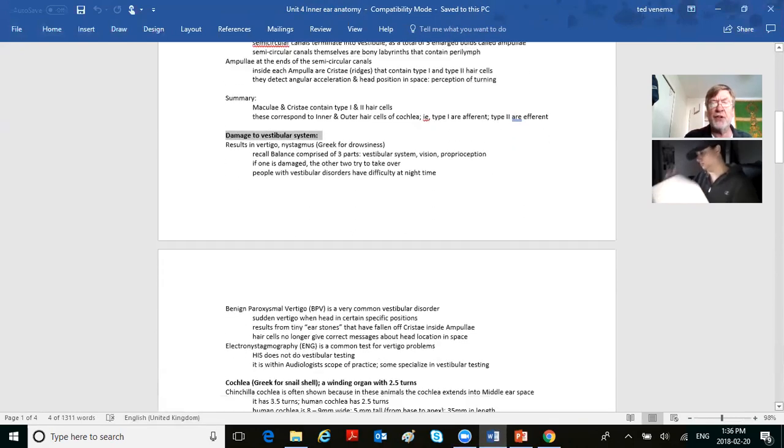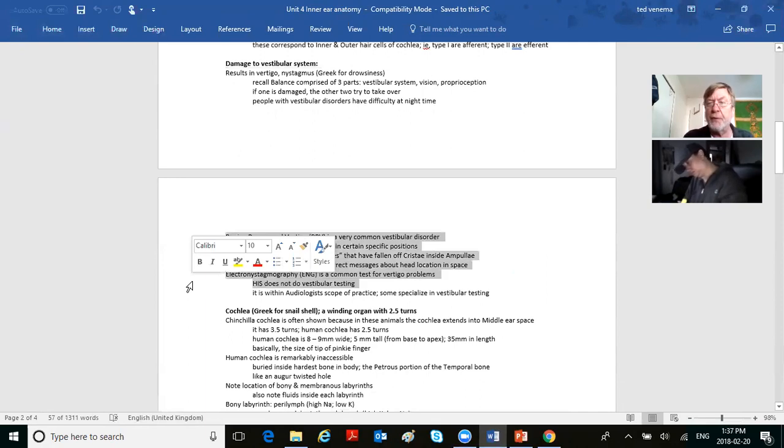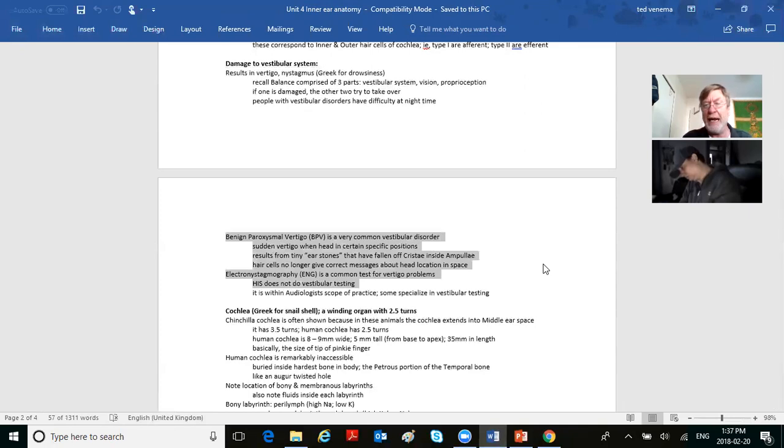Now, if you look over here, you'll see those exactly. So these areas that I'm highlighting are things that I think people should have put a star by to make sure that you are able to gamely describe what each of those are in general. What does BPV stand for? What basically is it? What does ENG stand for? Who does it? Audiologists, not HISs.